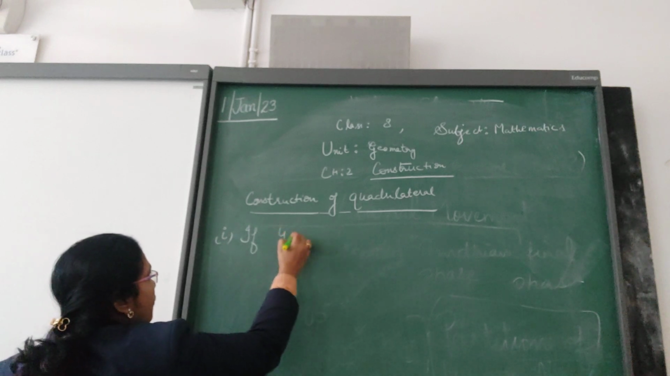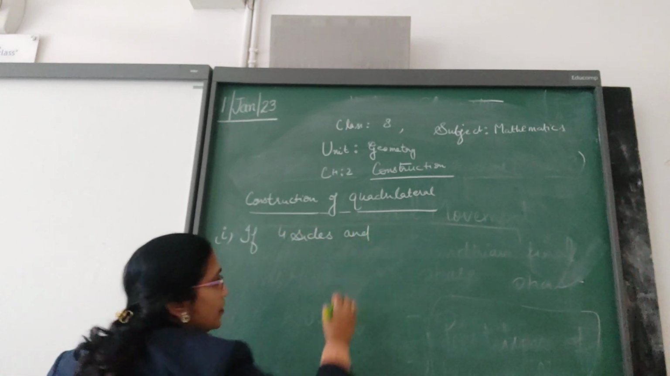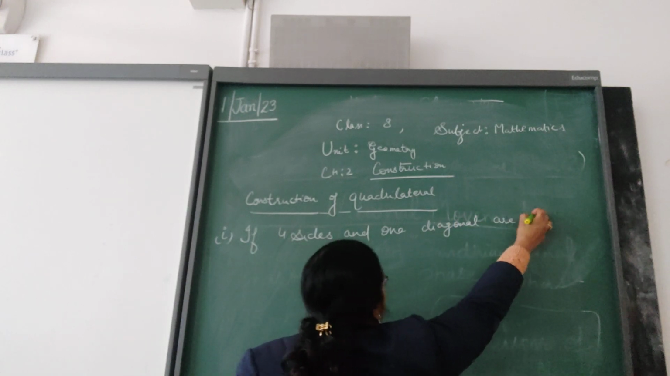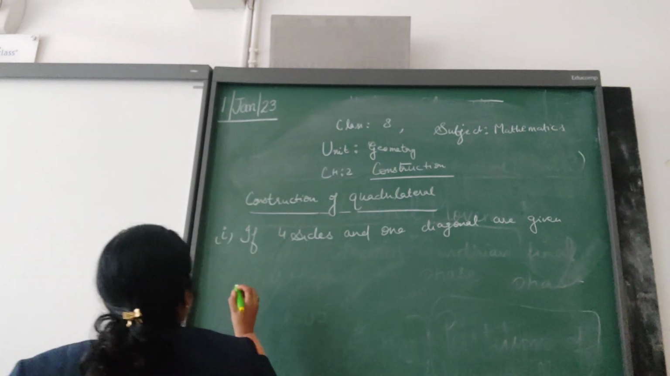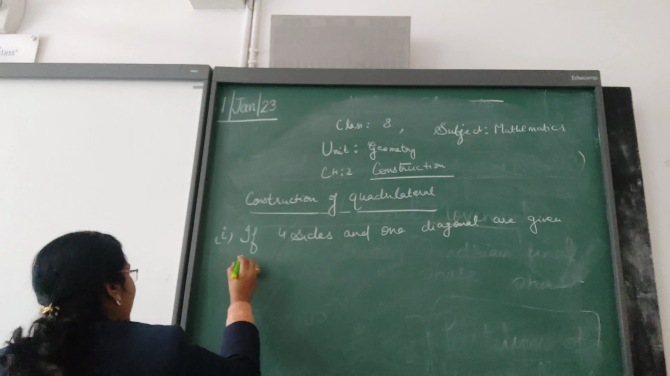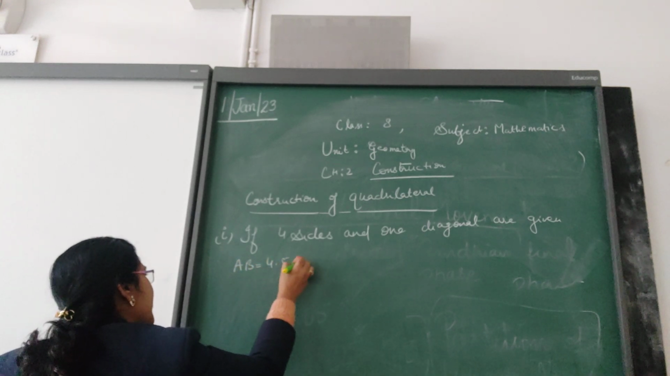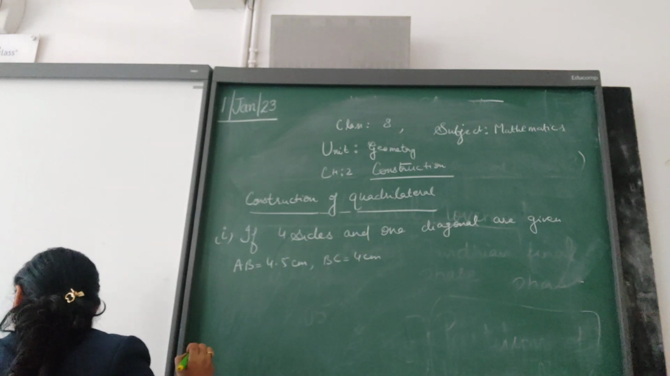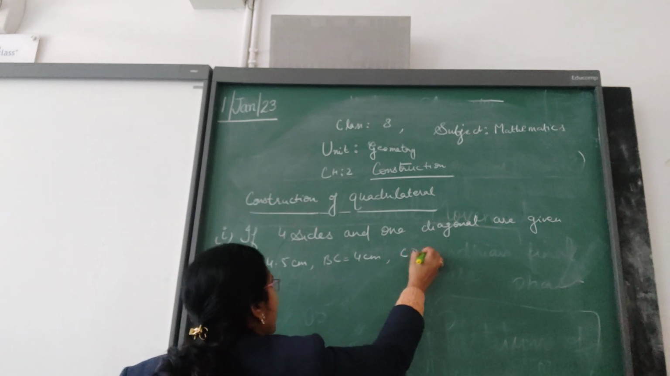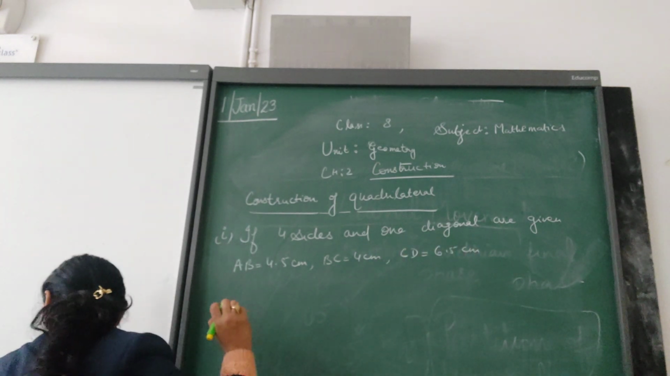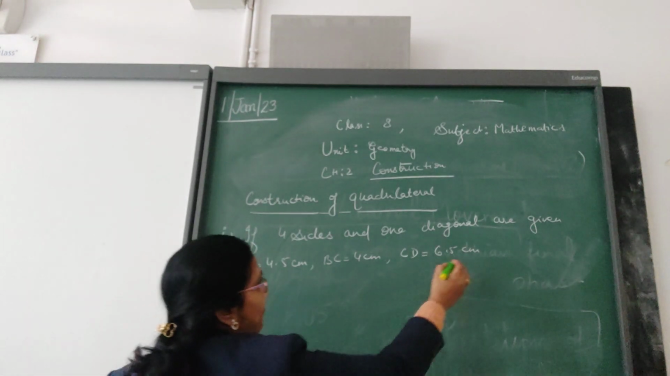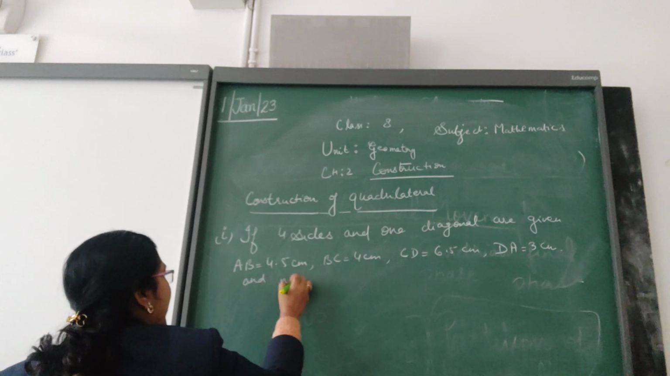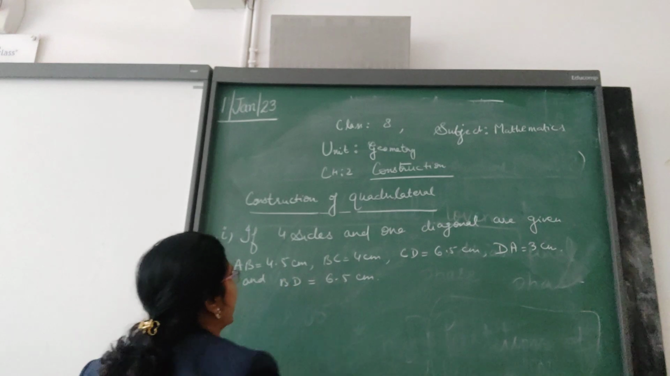If 4 sides and 1 diagonal are given. For example, let us consider AB is 4.5 centimeter, BC is 4 centimeter, CD is 6.5 centimeter, DA is 3 centimeter. And BD is equal to 6.5 centimeter.